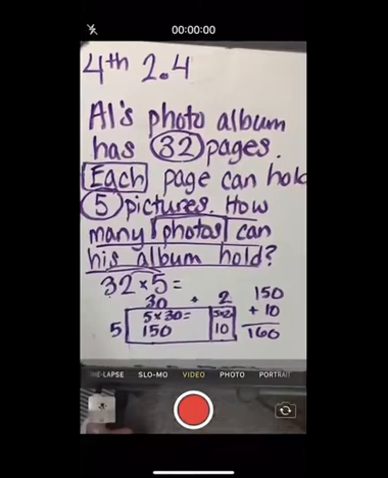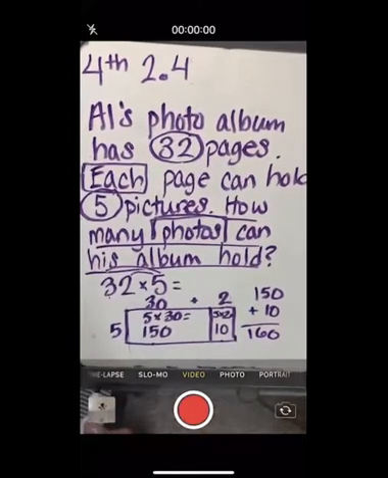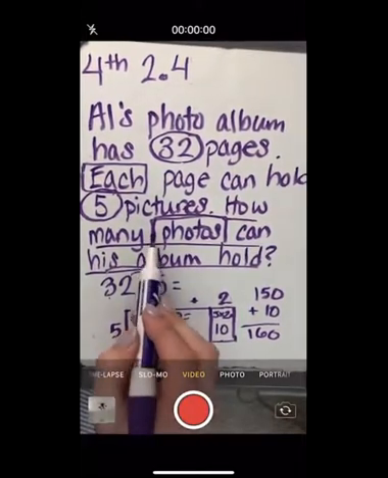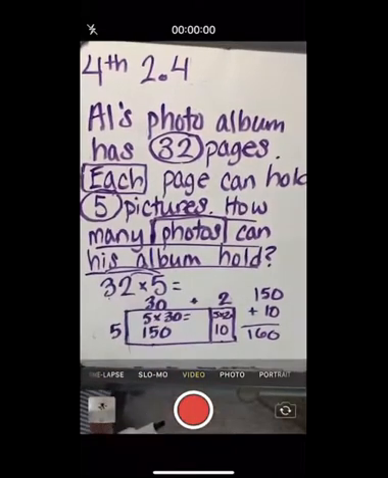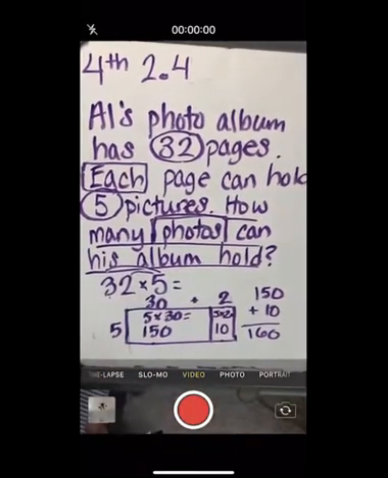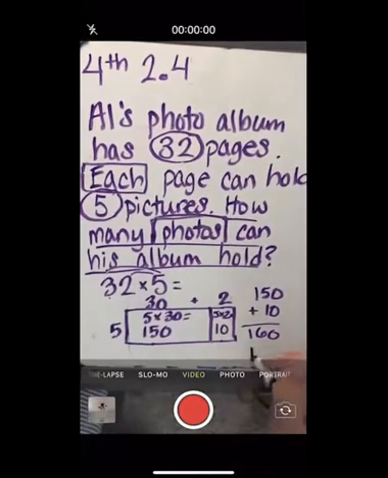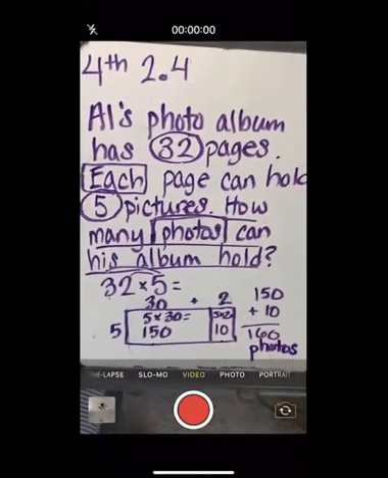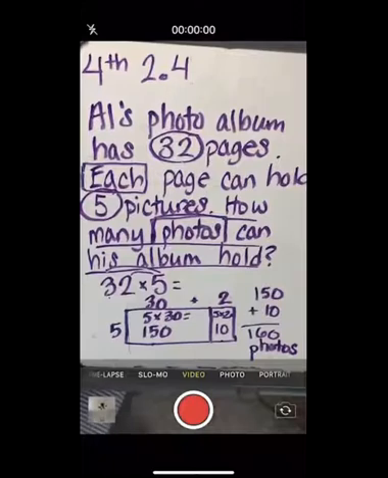So when we ask how many photos can his album hold, make sure the question's asking for photos. So make sure you answer in photos. So our answer would be 160 photos. Again, if you want to write this down, I don't think you need to write down the whole word problem, but make sure you have your work shown on your page somewhere. If you need a little bit longer time to take notes, feel free to pause the video and go ahead and take your notes. But you want to make sure you have this written down in your notebook somewhere.